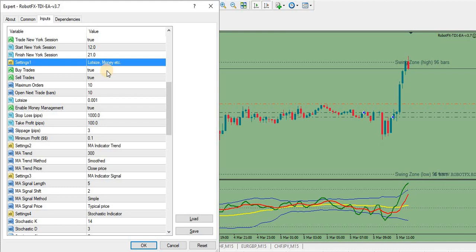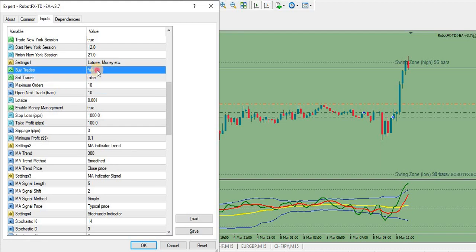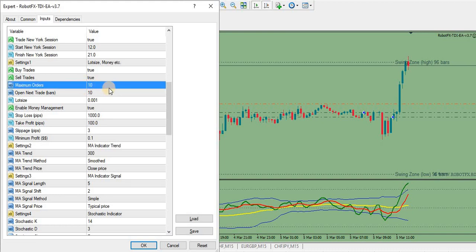You have the possibility to restrict trades, allow only buy trades or only sell trades. Obviously, if you disable both of them, the expert advisor will not trade. You probably want to have this both to true for a start. So enable buys and sells. Restrict the maximum orders the expert advisor will open. Here we have 10 trades. That means that the expert advisor will not open more than 10 trades on a single chart on the same magic number.